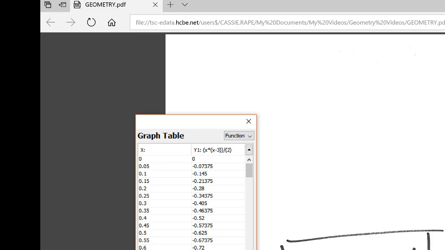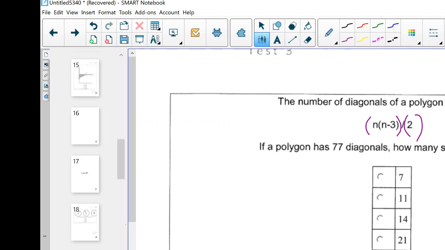Now I'm going to go to the table. Remember, the table defaults to a very small step, but you can't have partial steps when your x, or in this case n, stands for the number of sides. So I changed it to 1. Remember, you have to tab back over to the start to get it to register. But I want you to notice this stands for the number of sides, and this stands for the number of diagonals. And you can see that if you have 14 sides, you've got 77 diagonals. So going back to this problem, if a polygon has 77 diagonals, you know then that it has 14 sides.